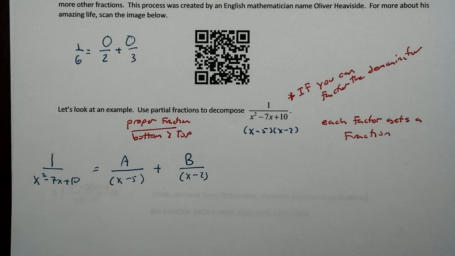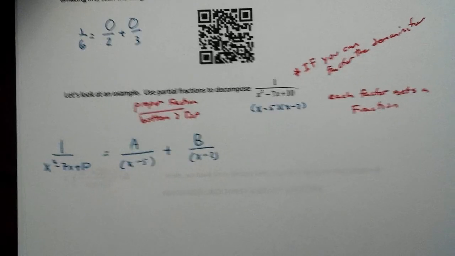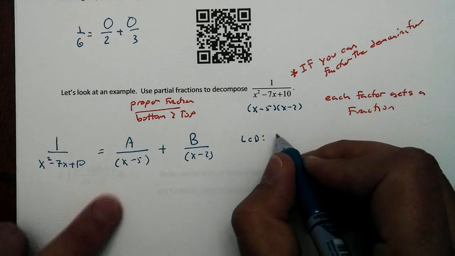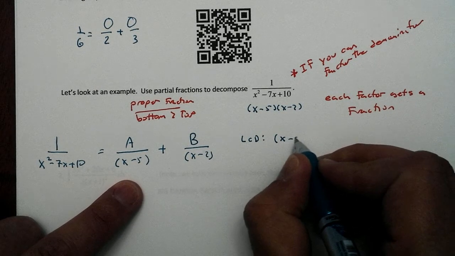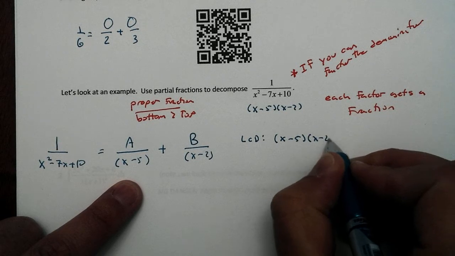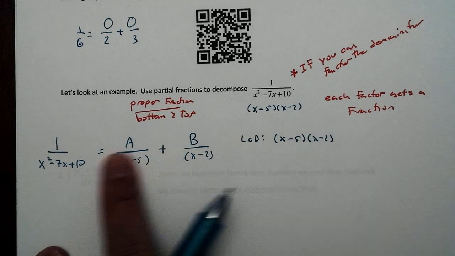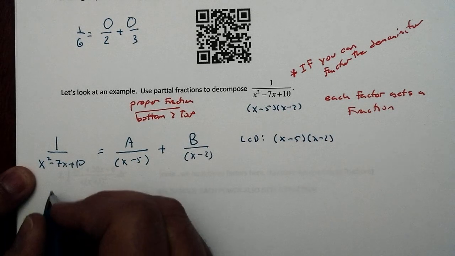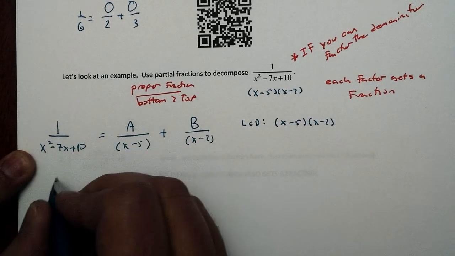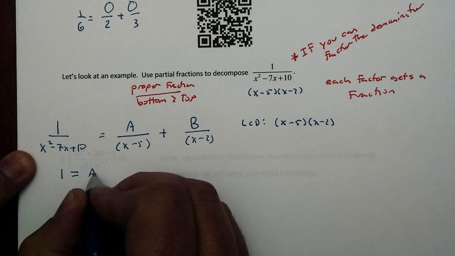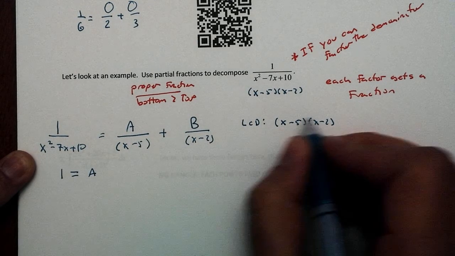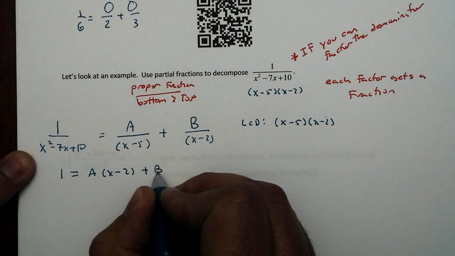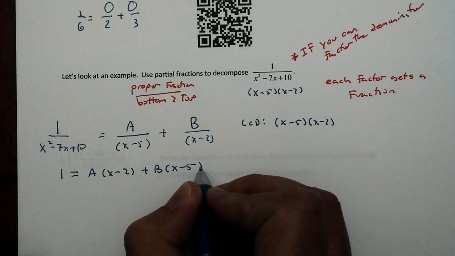Next, we're going to get rid of the fractions using the old trusted maneuver of using the LCD. So my least common denominator is x minus 5 times x minus 2. And I'm going to multiply everything by that, even the right and the left side. So if I do this, this just cancels, and we're left with 1 equals A. This has the x minus 5, but I'm going to be multiplying by the x minus 2. Plus, this has the B, and I'm going to be multiplying by the x minus 5 right there.